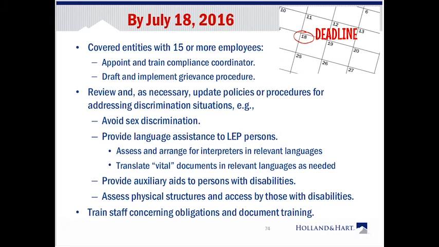So, for example, to avoid sex discrimination, to provide language assistance for limited English proficiency persons, to provide auxiliary services to persons with disabilities, and to assess your physical structures to make sure that they are accessible and you have the signage out that is necessary. Finally, by July 18th, you need to train your staff concerning the obligations and documents that are necessary.